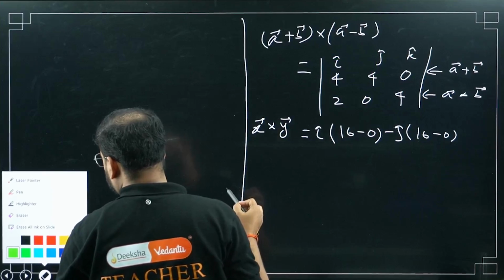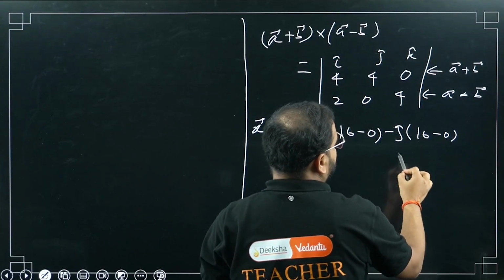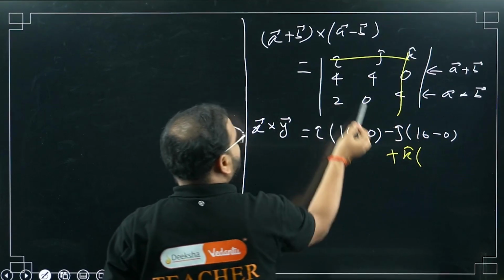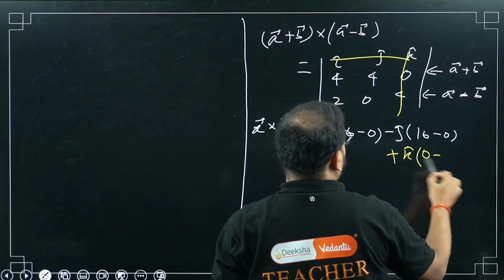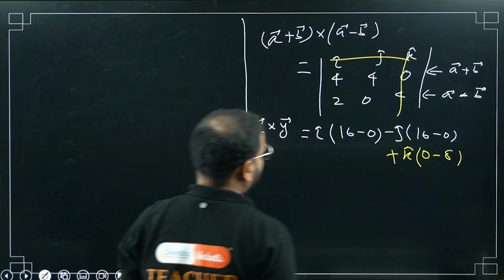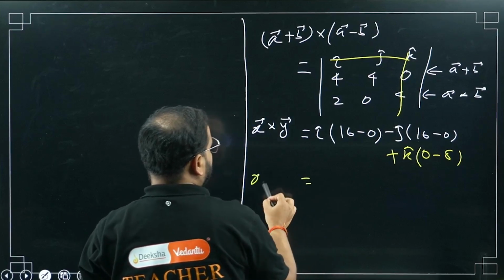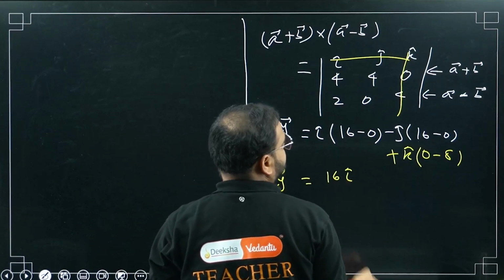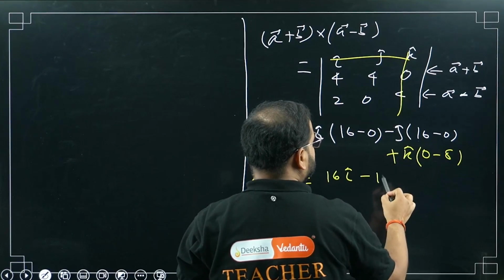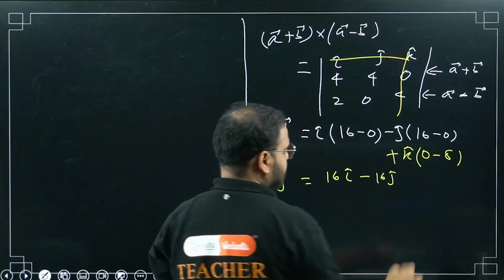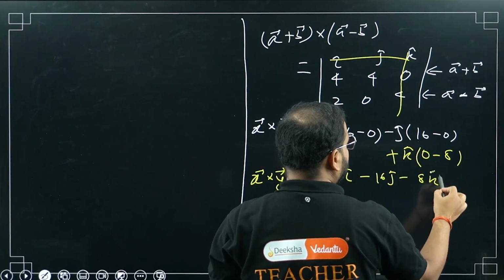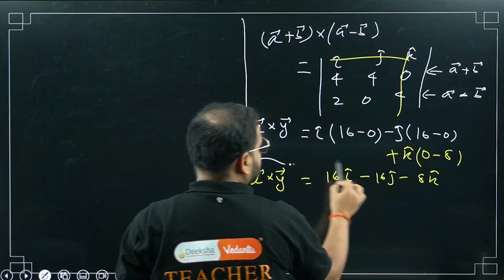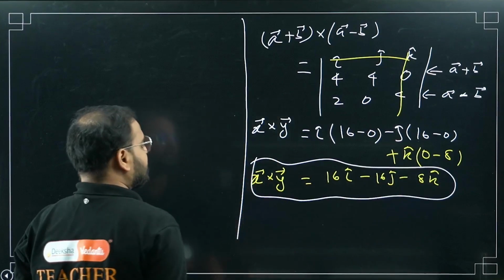Now for the last one, K cap. Plus K cap times 0 into 4 minus 4 into 2, so 8. So X cross Y is coming as 16 I cap minus 16 J cap minus 8 K cap. This is my X cross Y.